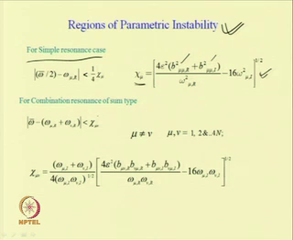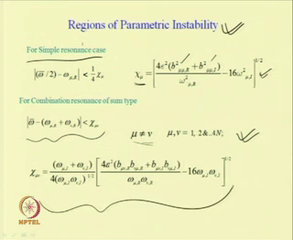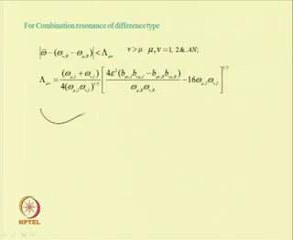Similarly, for combination resonance of sum type, the equation is in this form: the modulus of omega bar minus, for the sum type, omega mu r plus omega nu r, should be less than x mu nu. When mu equals nu we have the simple resonance case; only when mu is not equal to nu will we have combination resonance of sum type. In this case, x mu nu can be written in this form. Now, for the difference type we can also have this expression.